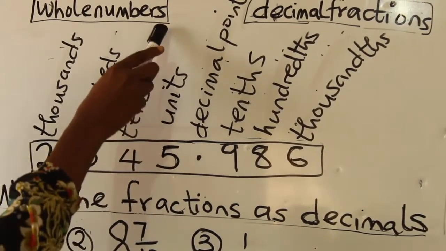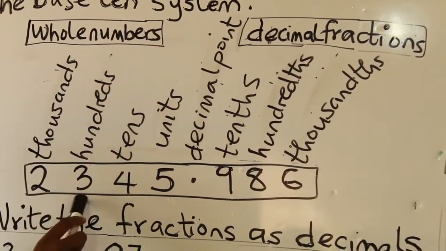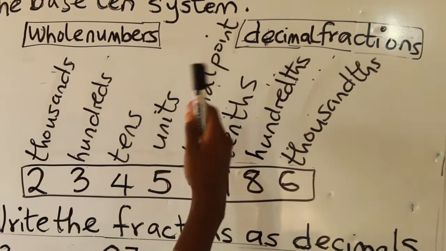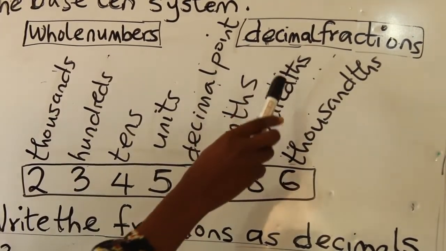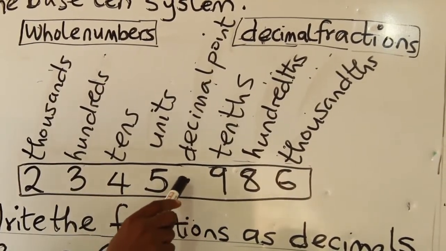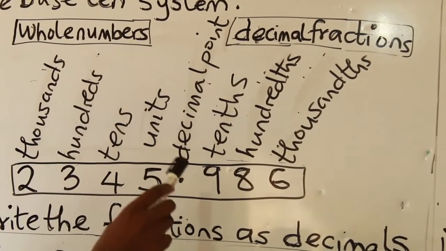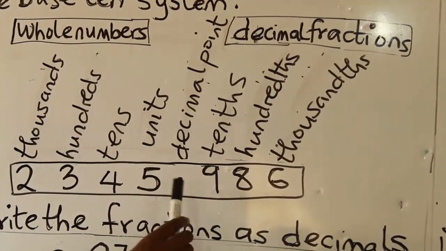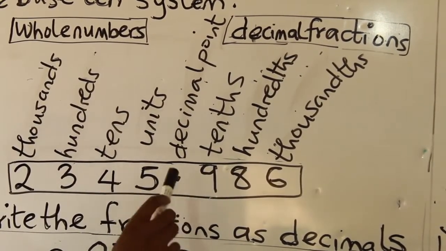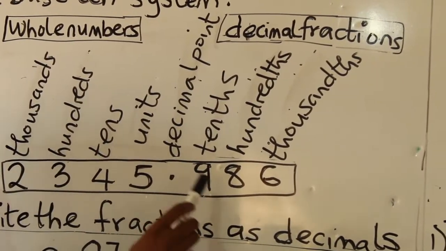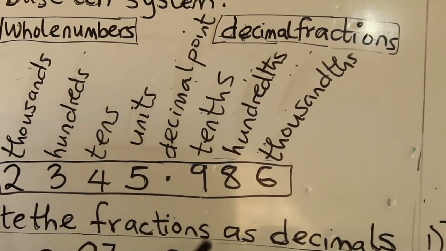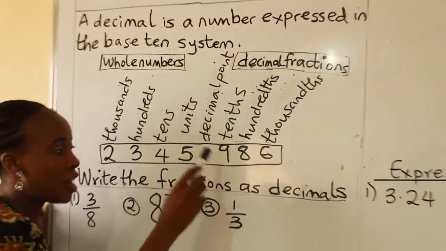2,345 are whole numbers. 2, 3, 4, 5 are whole numbers. And the numbers by my right hand are decimal fractions. Any number immediately after the decimal point is a decimal fraction. And the place value of 9 is tenths. If I'm writing the place value of 9 in figure, it's going to be 9 over 10.